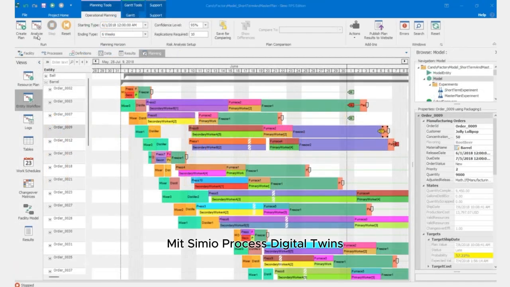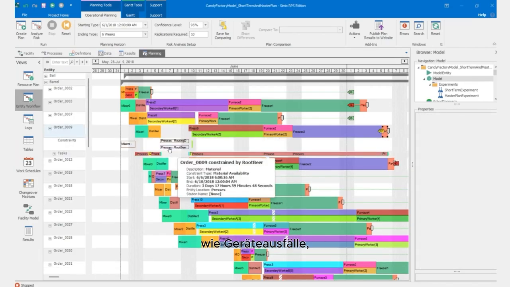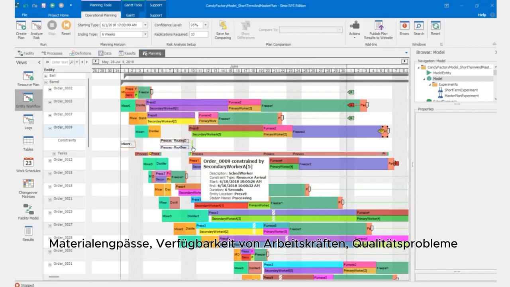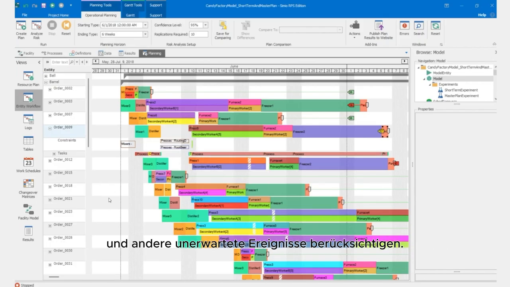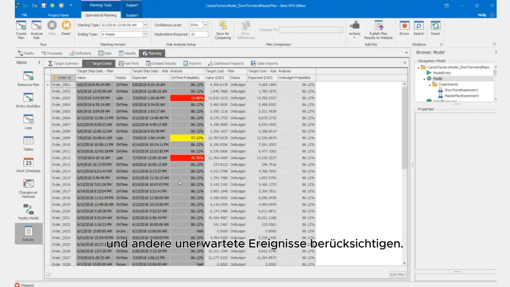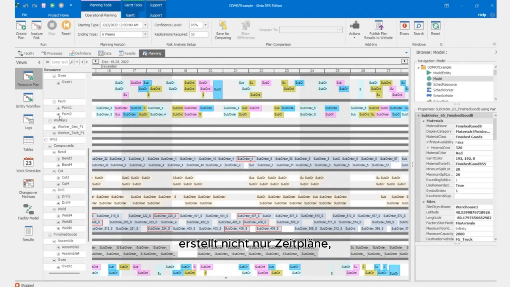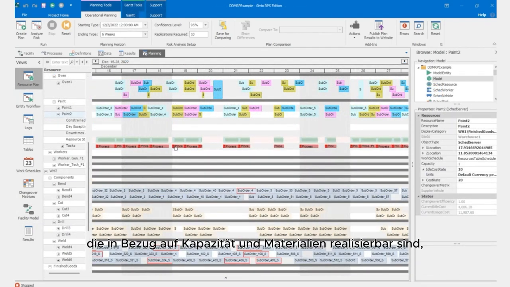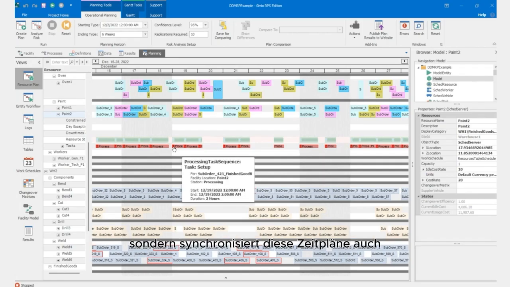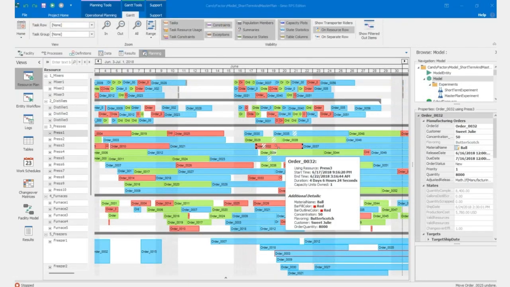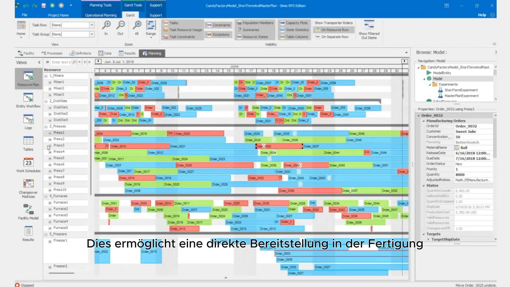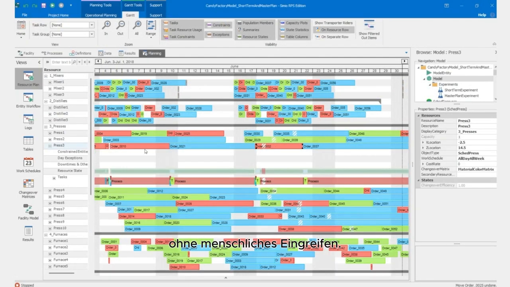Simio process digital twins enable you to perform risk analysis by considering variability and uncertainty factors such as equipment breakdowns, material shortages, labor availability, quality issues, and other unexpected events. The Simio process digital twin not only generates schedules that are feasible in terms of capacity and materials, but also synchronizes these schedules with the execution timeline. This allows for direct deployment to the shop floor without requiring human intervention.